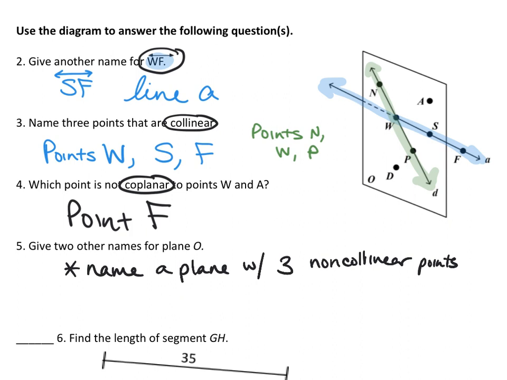If collinear meant on the same line, what does non-collinear mean? If you put non at the beginning of something, it means not. So it is not on the same line. So we just need to pick 3 coordinate points on the plane that are not on the same line. We've already highlighted the 2 lines on here. So which 3 dots do you want to talk about that are just not all on the blue or not all on the green?